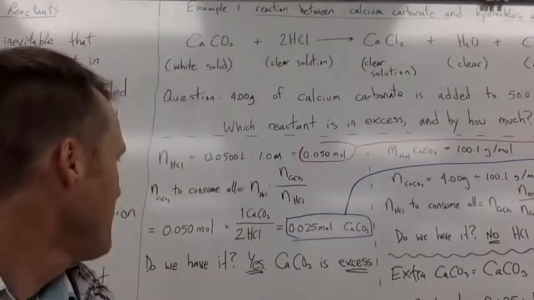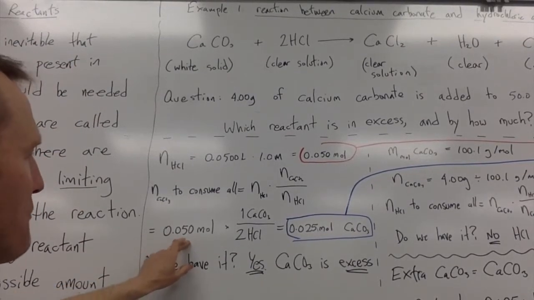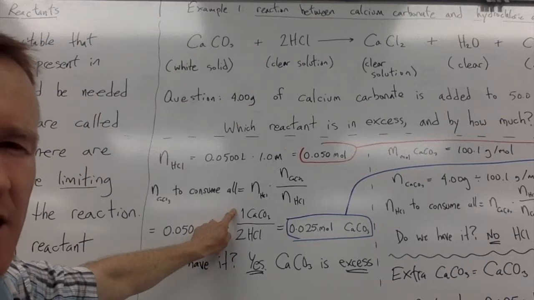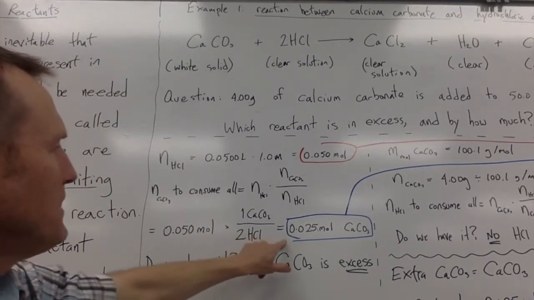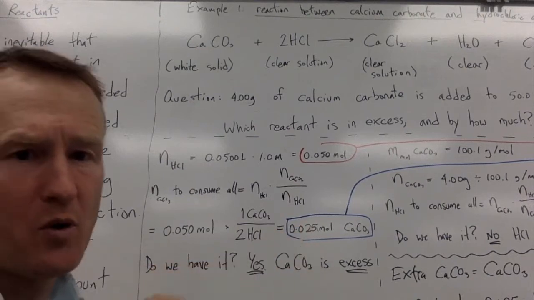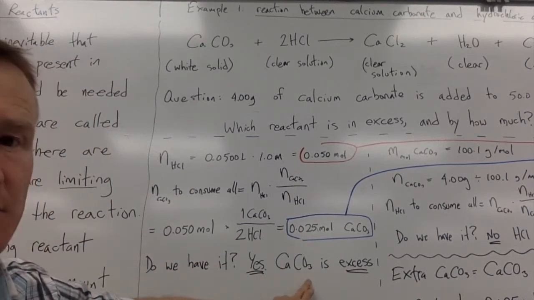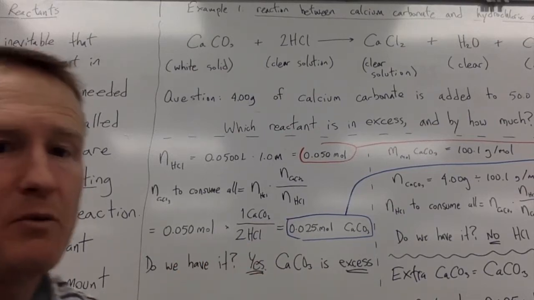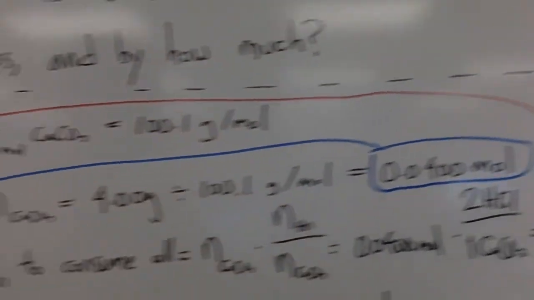So when we do that calculation, we find for our acid, this is the number of moles of acid we have. For every HCl, there's just 1 calcium carbonate. So we find actually that we needed just 0.025 moles of calcium carbonate. Do we have it? Yes, we do, and we know that because we have this much to start with. So we've got extra. We got more than we need.